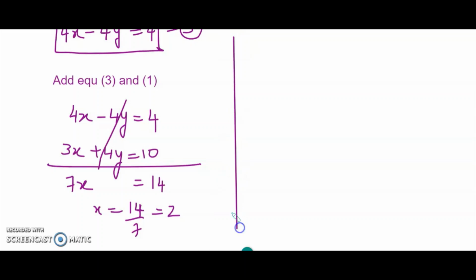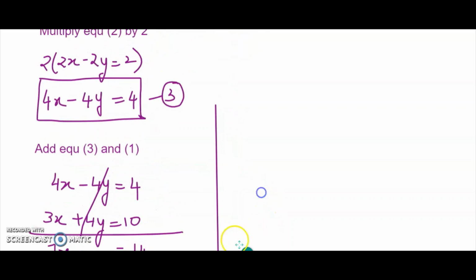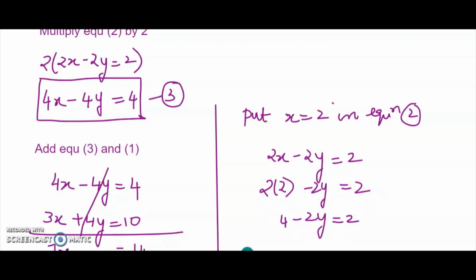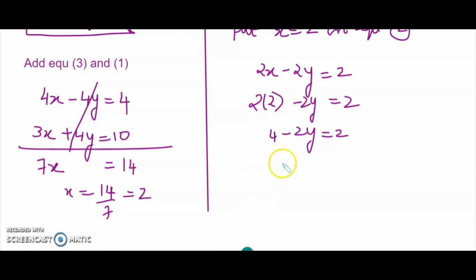Now let's substitute the value of x equals 2. Okay, I'm going to again select my second equation. Put x equals 2 in equation 2. My second equation is 2x minus 2y equals 2. 2 times 2, minus 2y equals 2. 4 minus 2y equals 2. Correct? The 4 will go that side. So minus 2y equals 2 minus 4. So minus 2y is minus 2. So y equals 1.